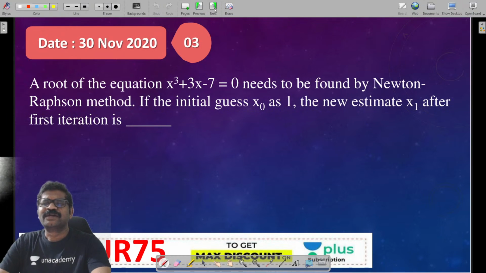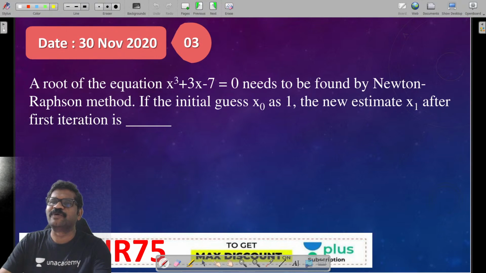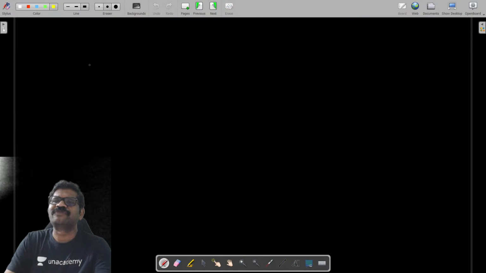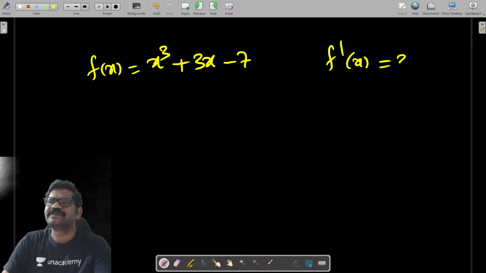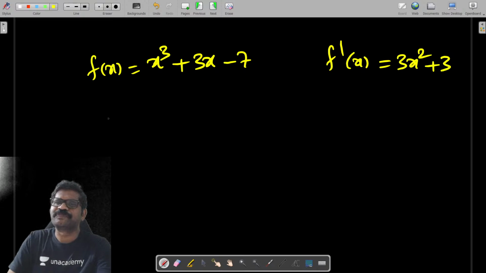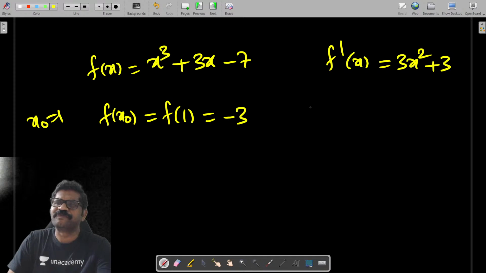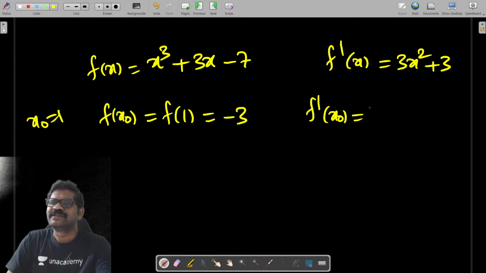Next one, a root of the equation x cube plus 3x minus 7 equal to 0 with initial guess x naught equal to 1, we have to estimate x1. Now, f of x is x cube plus 3x minus 7. f dash x is 3x square plus 3. Now x naught is 1. So f of x naught is f of 1, 4 minus 7, minus 3. f dash x naught, so f dash of 1, that is 3 plus 3 is 6.